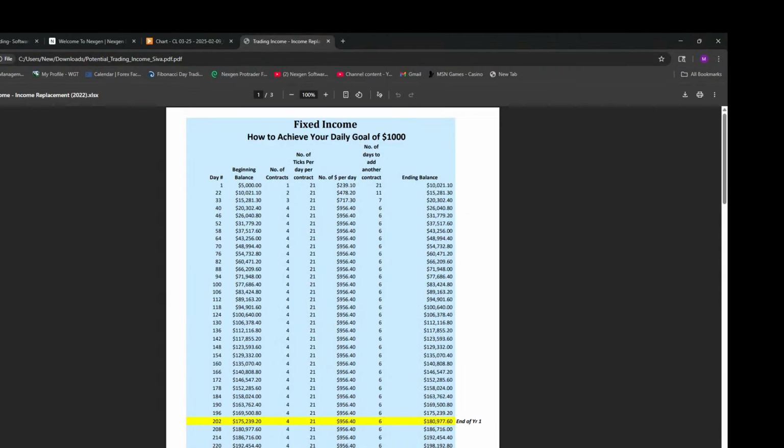And I'm going to share this. This is something that I got. This was created by a Nexgen user years ago.